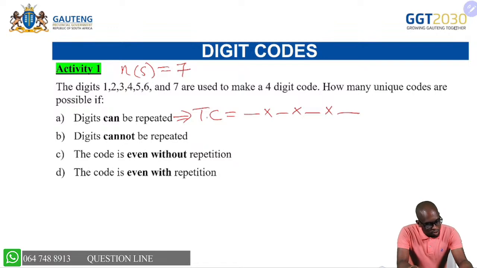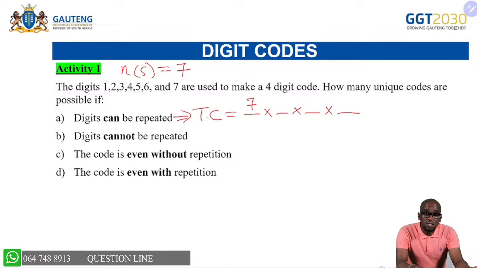Now, how many codes are possible if digits can be repeated? If you can repeat digits and you want to form these codes, how many options do you have of filling the first position? Obviously, it would be 7 since we have 7 numbers. So we would have 7 options of filling the first position.